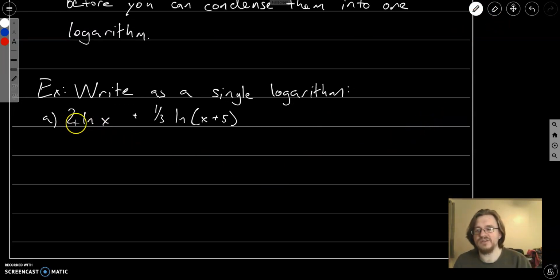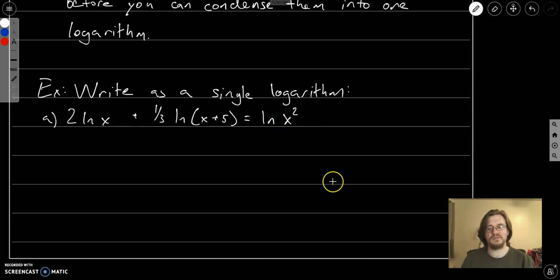So here I have 2 times the natural log of x, and again the natural log is just log base e of x. But in order to combine these two logarithms, they're going to have the coefficient of 1. So I need to get rid of this somehow. And what we'll do is we'll undo the power rule. So 2 times the natural log of x is the same thing as the natural log of x squared. So again, why are these two the same?